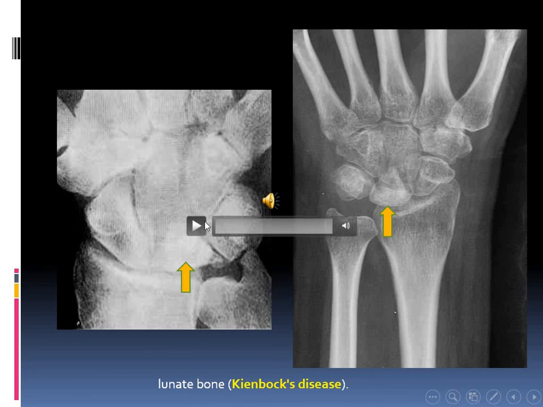The lunate bone is also affected by the same mechanism of osteonecrosis. In the beginning there will be devascularization and fragmentation, sometimes even sclerosis. This is an example of osteonecrosis of the lunate bone, which is very dense in these images, and you can see the marker just on the bone which is abnormal. This disease is called Kienböck disease.